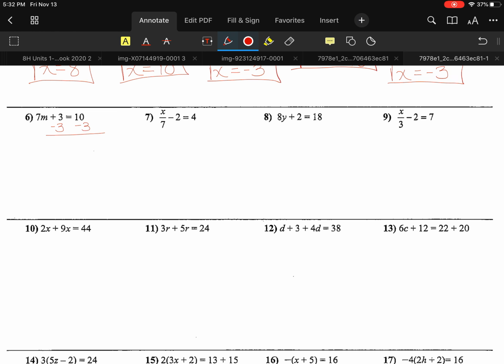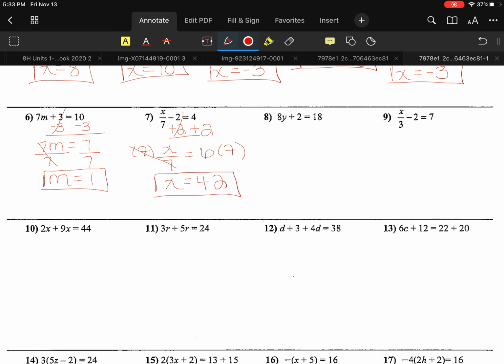Number 6, two-step equation. I'm going to start by subtracting 3 on both sides. 7m equals 7. The opposite or inverse of multiplying by 7 is to divide by 7. M is equal to 1. Number 7, add 2 to both sides. I now have x over 7 equals 6. The inverse of dividing by 7 is to multiply by 7. Those now cancel, reduce to 1. X is equal to 42.